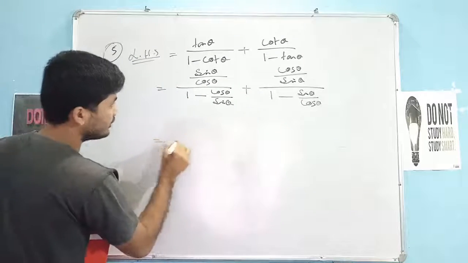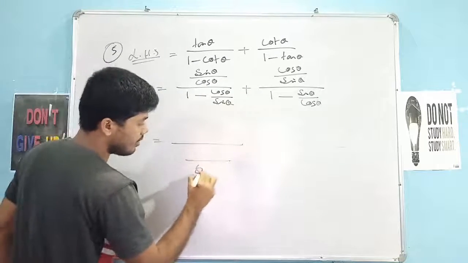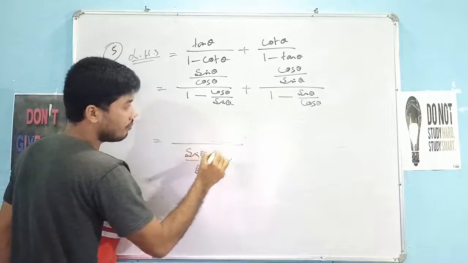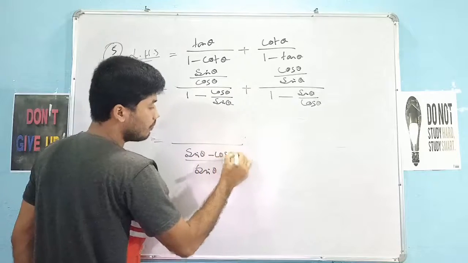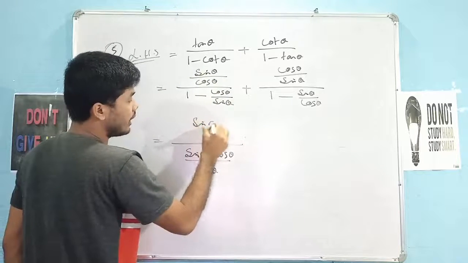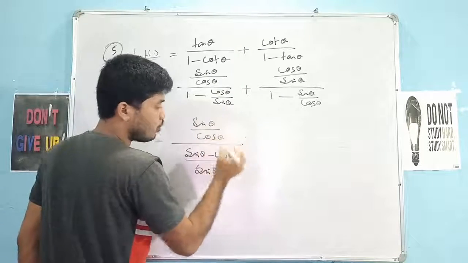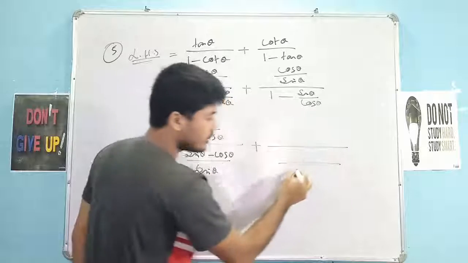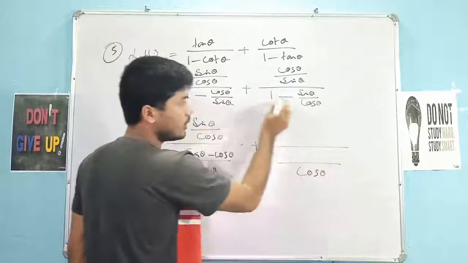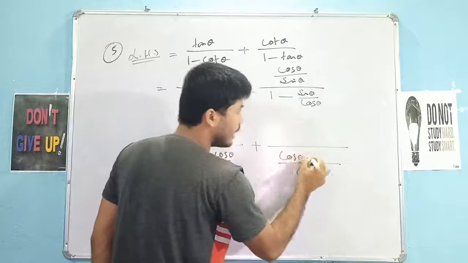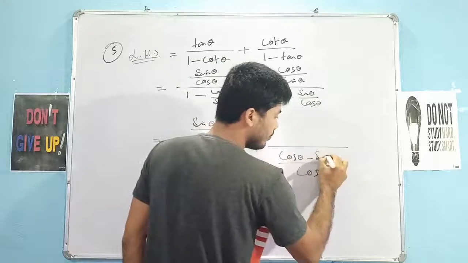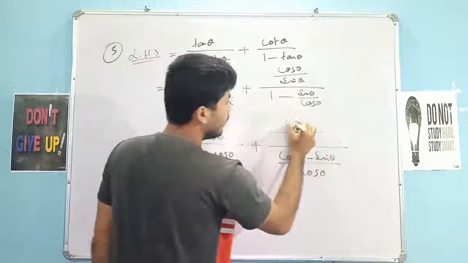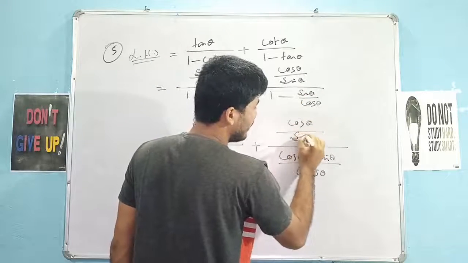Okay, let's take the LCM here. This is sin theta, and sin theta into 1, that is again sin theta, minus cos theta, and in the numerator we have sin theta by cos theta. Awesome. Plus, take the LCM. This is cos theta, therefore the LCM is cos theta into 1, that is again cos theta, minus sin theta. Okay, next in the numerator we have cos theta by sin theta, and there is nothing to do with it, right?